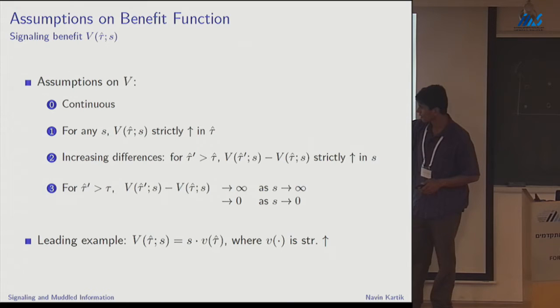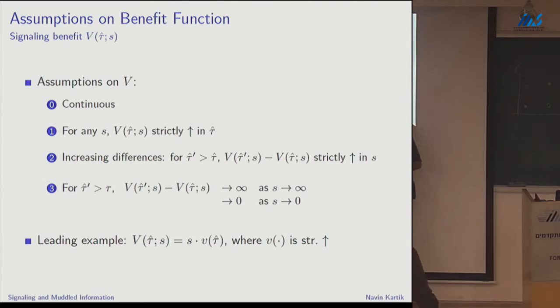The second assumption here is increasing differences, or supermodularity. Formally, you take any belief tau hat prime that's larger than tau hat. Again, these are the expectations.